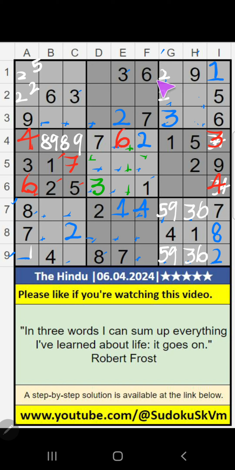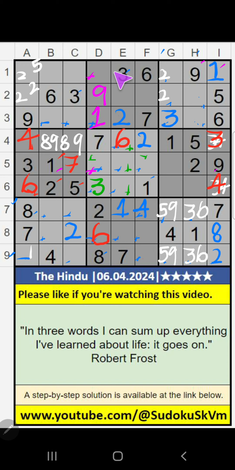In column E and column F, we have 6, so 6 can't come in these cells. Then 6 is confirmed here. In the 5th row and first row we have the pair numbers 1 and 9, so 1 and 9 can't come in these cells. It will come in one of these cells. In the third row we have 9, so 9 can't come in the cell. 9 is confirmed here. And then 1 is here.